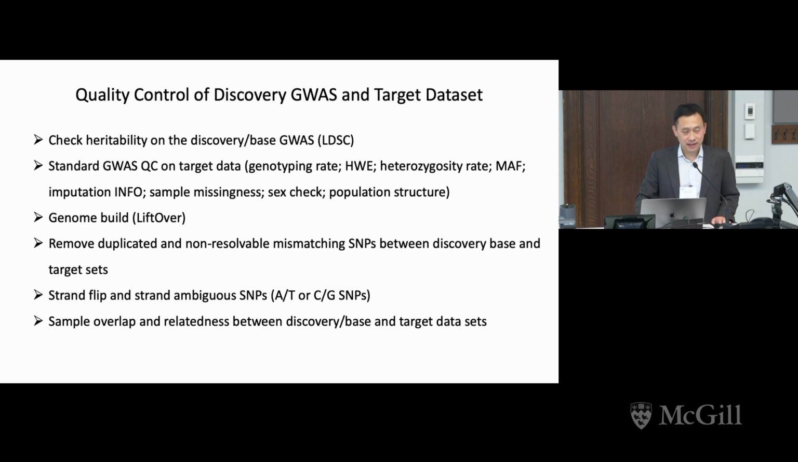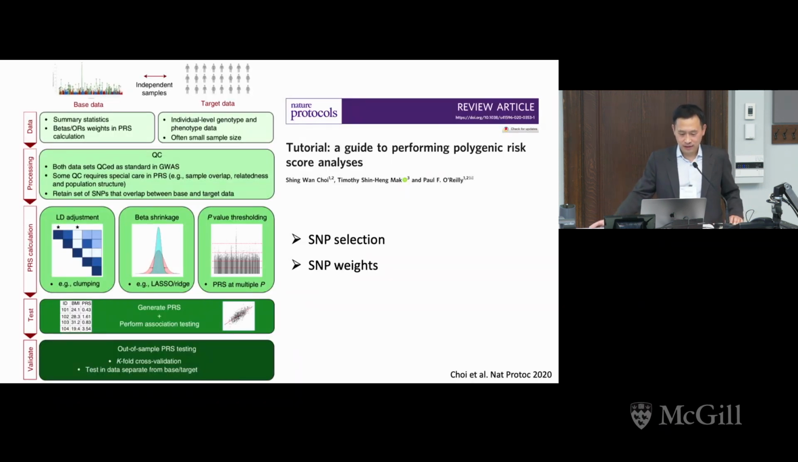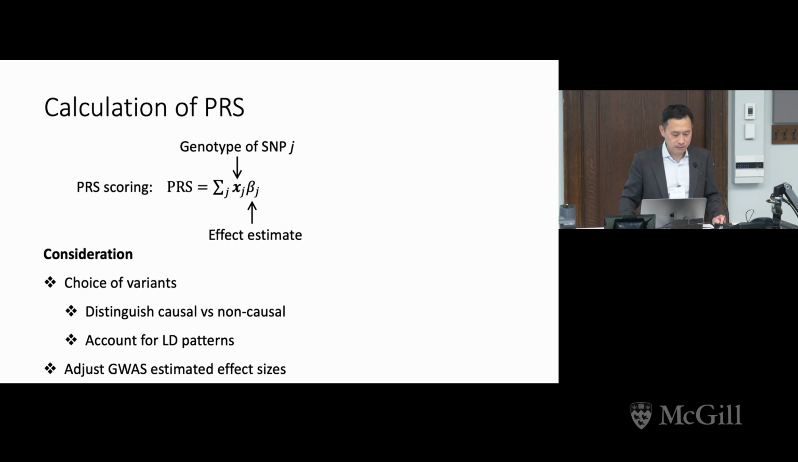All right, if not, let's get on to how to calculate the PRS. If you want to reduce it to a simpler problem, there are basically just two things you need to do. One is to choose the right SNPs, and the other is to pick the right weights. Neither of them is trivial, but we'll go through the steps for that.